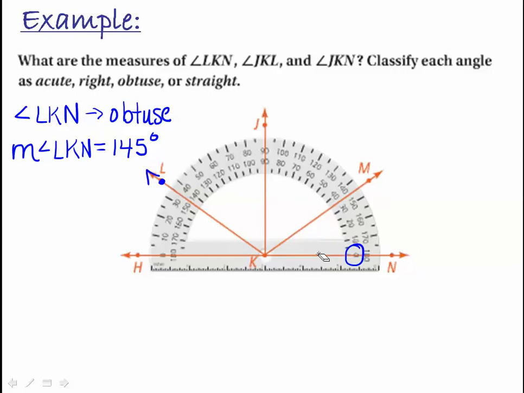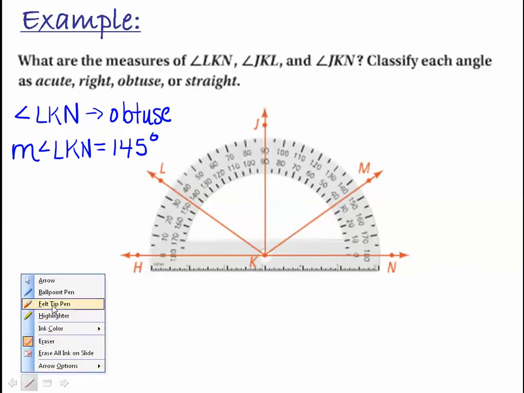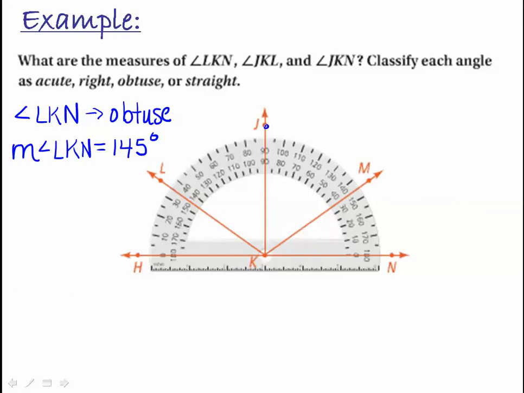Now let's look at the measure of angle JKL. Angle JKL looks like an acute angle. It is less than 90 degrees. Since neither of the rays line up on 0, it really doesn't matter whether we use the inside of the protractor or the outside of the protractor. So I'm going to start by using the outside of the protractor.